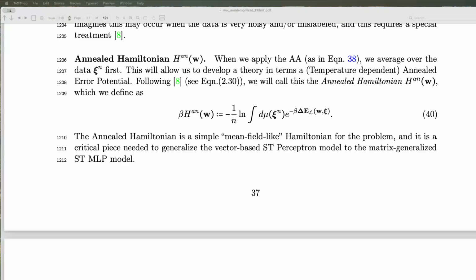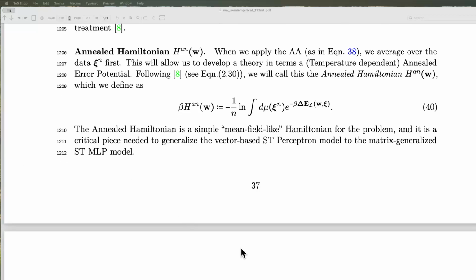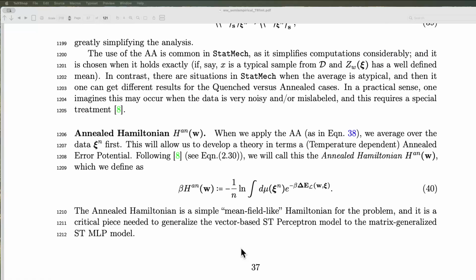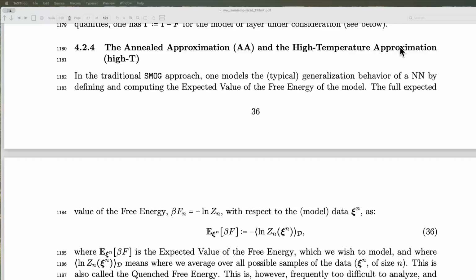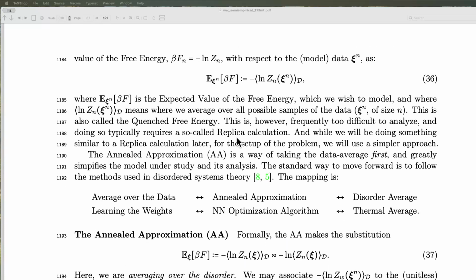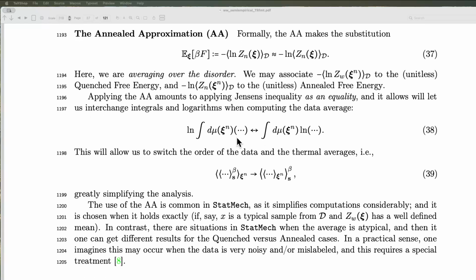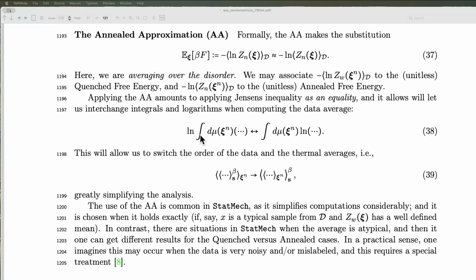Alrighty. So now, last time we talked a little bit about the annealed approximation. So this idea of the annealed approximation and the high temperature approximation was a little confusing. I realized last time we discussed this, so I'm going to highlight this again. Again, the idea of the annealed approximation is that you apply Jensen's inequality as an equality. So it lets us interchange integrals and logarithms when computing the data average.